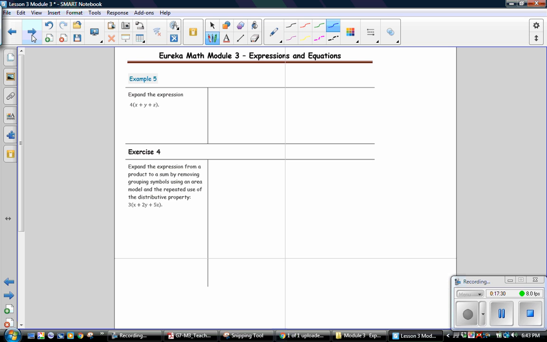Example 5. Expand the expression. Copy the problem: 4 times the quantity x plus y plus z. Distribute the 4 to all 3 terms. That's 4 times x plus 4 times y plus 4 times z. And so 4x plus 4y plus 4z. This is the sum, and this is the product.